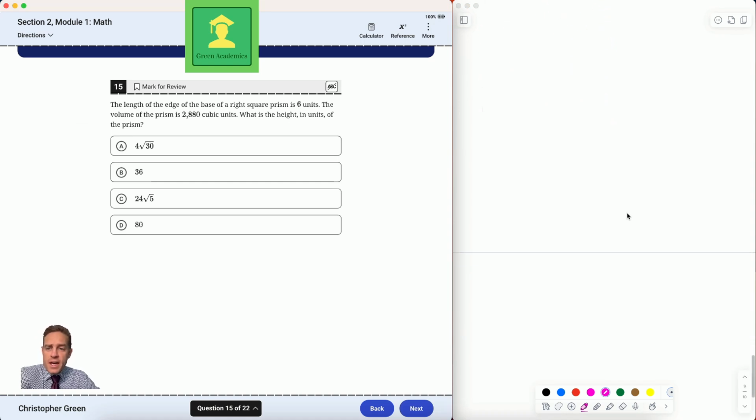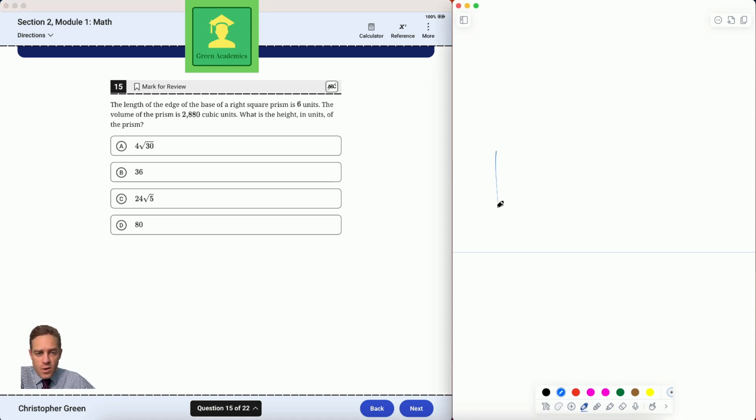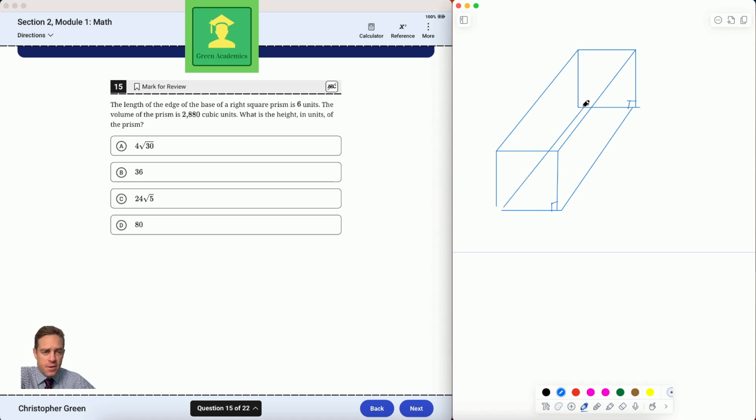The length of the edge of the base of a right square prism is 6 units. A right square prism, otherwise known as a box with a square top. So remember, a prism is when you connect 2 of the same polygon into 3-dimensional space. So this is a square and this is a square, and then you attach them to make 3-dimensional volume.